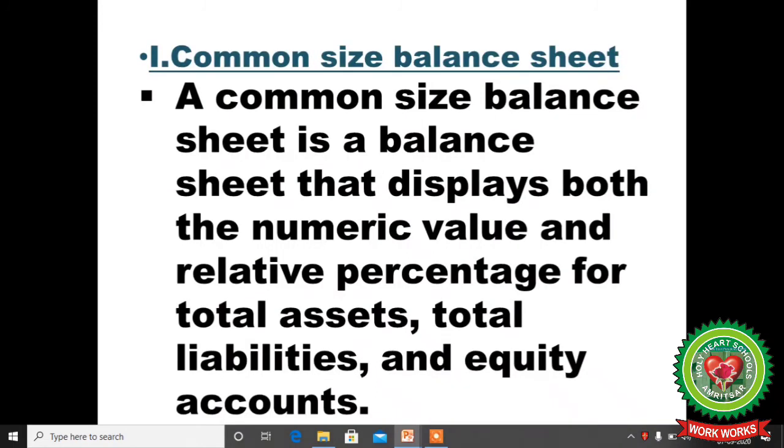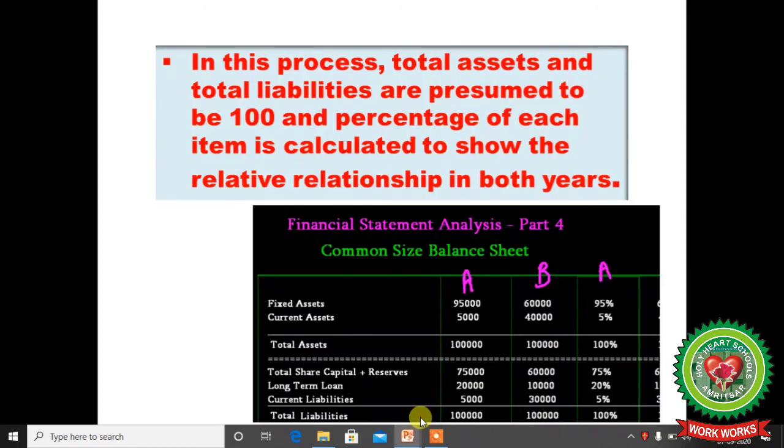Common size balance sheet. The common size balance sheet is the balance sheet that displays both the numeric value and the relative percentage for total assets, total liabilities and equity accounts. In this process, the total assets and total liabilities are presumed to be 100. So here base 100 is considered in the common size. And the percentage of each item is calculated to show the relative relationship in both the years. This is the structure of a common size balance sheet. See here, fixed assets and current assets, ABC, with percentages 95% and 5%. Here the total is base 100.